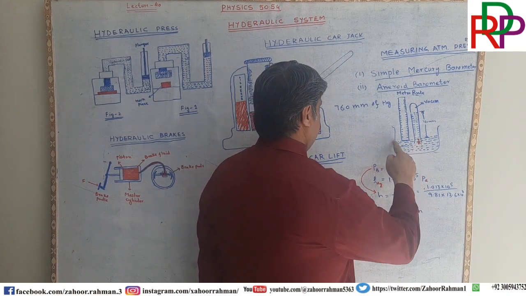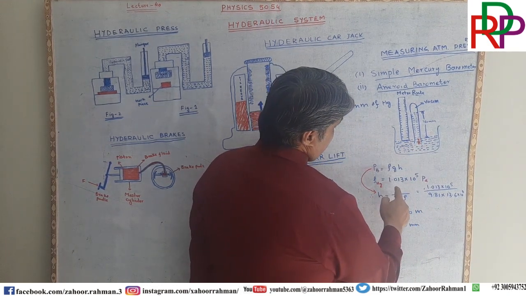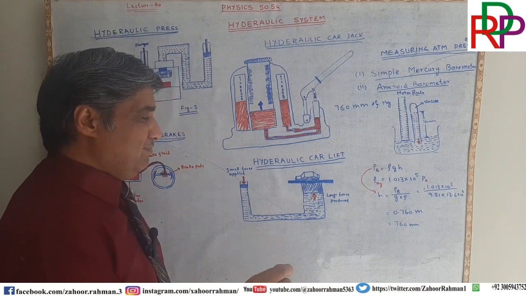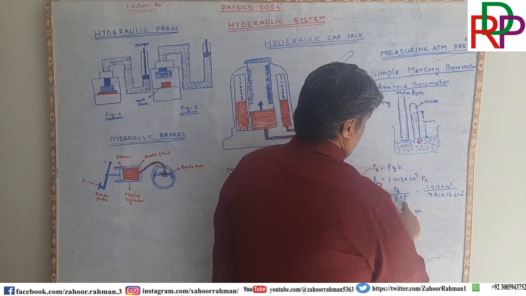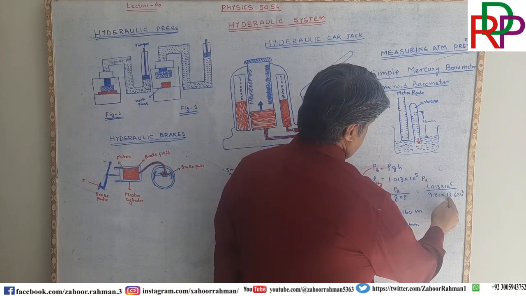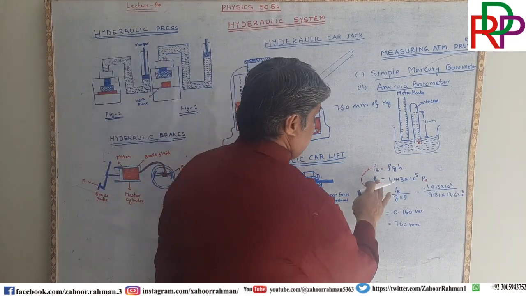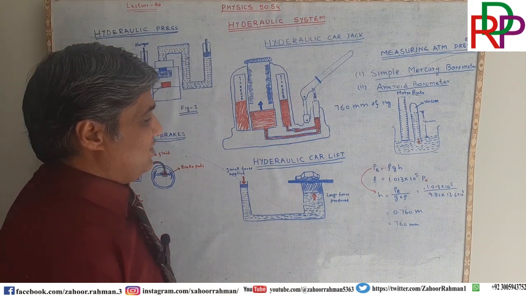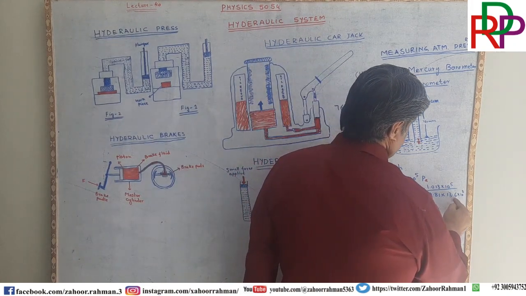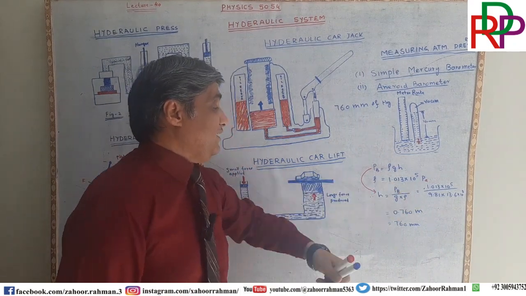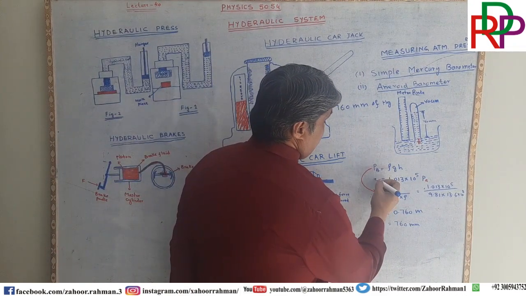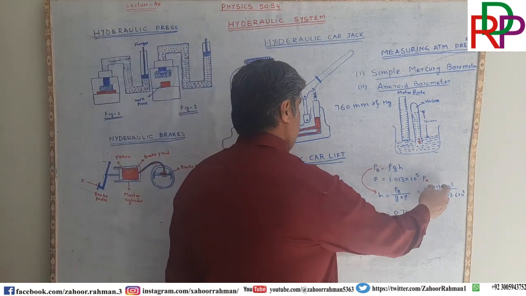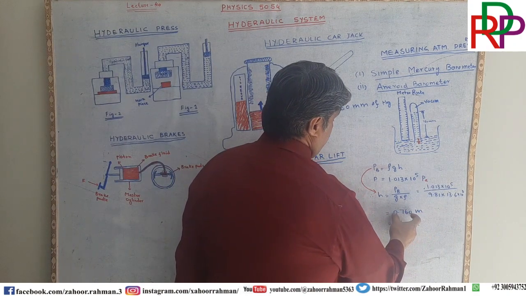Pressure at point B, and then we put the value of g, which is 9.81 to be very precise, and rho, I told you that is 13.6 into 10 cubed. That is the density of Hg. That is 1 atmospheric pressure. So, ladies and gentlemen, pressure at B is this. We put in the values and calculate with the help of the calculator.